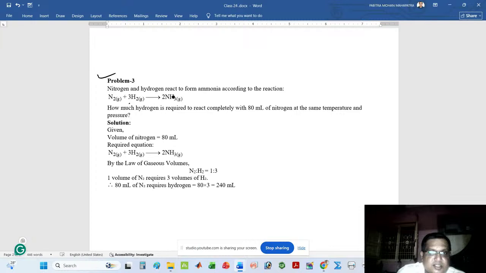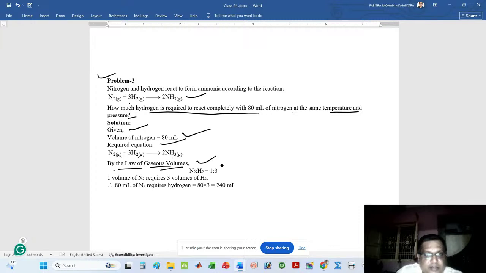How much hydrogen is required to react completely with the 80 ml of nitrogen at the same temperature and pressure? Given volume of nitrogen is 80 ml. The required equation is N2 plus 3H2 gives 2NH3. Now apply the law of gaseous volume. If you want to find the ratio of N2 and H2, it must be 1:3, because our target is to find out the hydrogen, and hydrogen is related to your nitrogen.